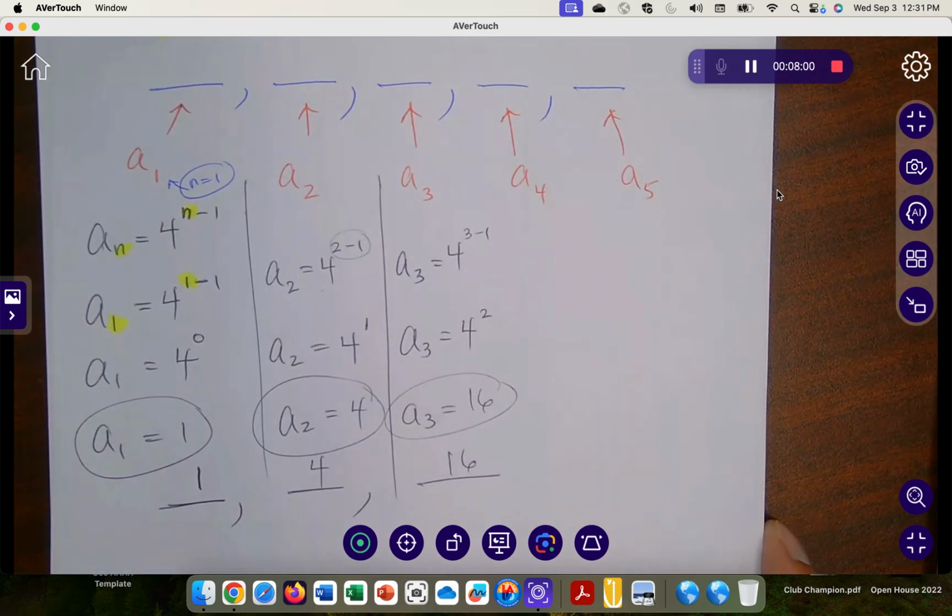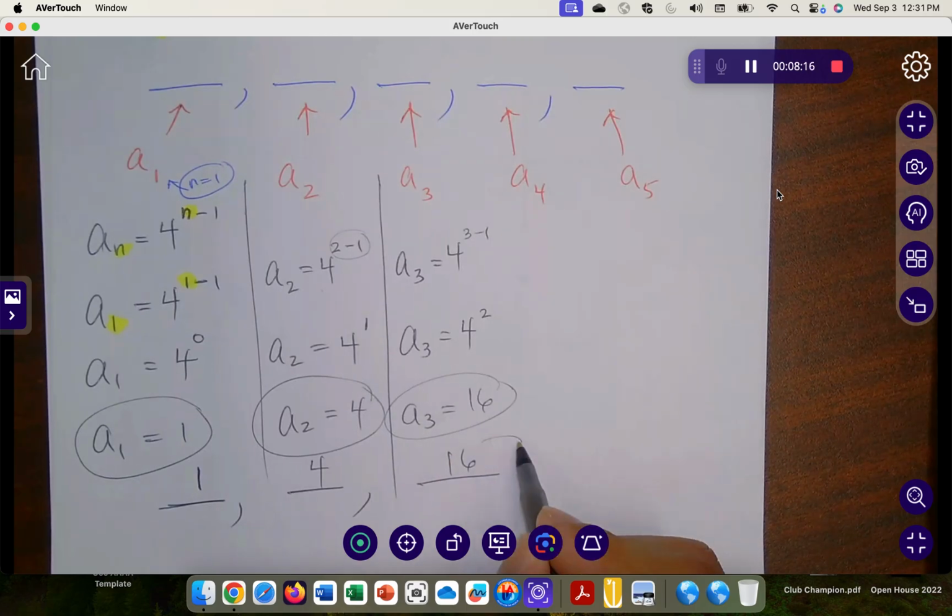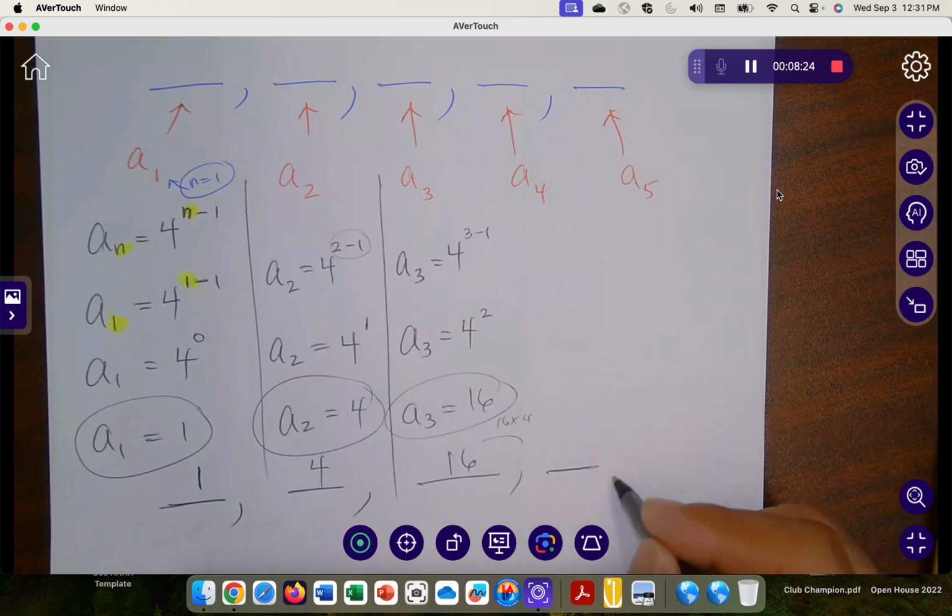Does anybody see a pattern yet, or maybe we need one more number? What is it? Times 4? Let me see. 1 times 4 is 4? Yeah. 4 times 4 is 16? Yeah. So that means 16 times 4 would have to be the next number? Yeah. What is 16 times 4? Oh, what did I tell you? See? After you get like the third or fourth one, you can probably figure it out.